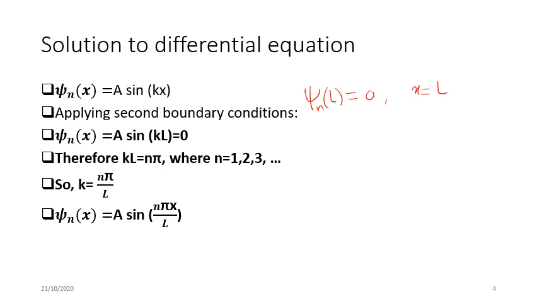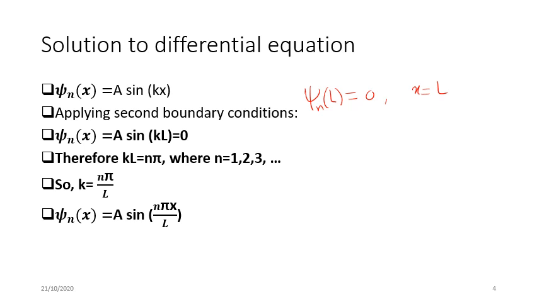If the product of sin kL into a is 0, that means either a is 0 or sin kL is equal to 0. If a is equal to 0, that means the wave function in the second region is 0, and in that case there is no particle in the infinite potential well, so there is no meaning in solving such a problem. So we will assume that there is a particle inside the potential well. That's why a is not equal to 0, so sin kL should be equal to 0.